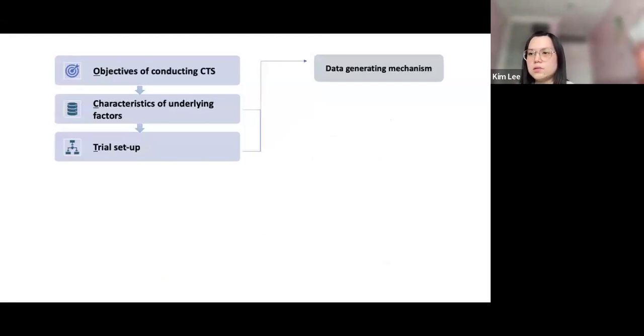Technically, given the details of the underlying factors and trial setup, we can define the structure and elements of a data generating mechanism. Once the numerical input is specified, we are ready to simulate artificial data for exploration.